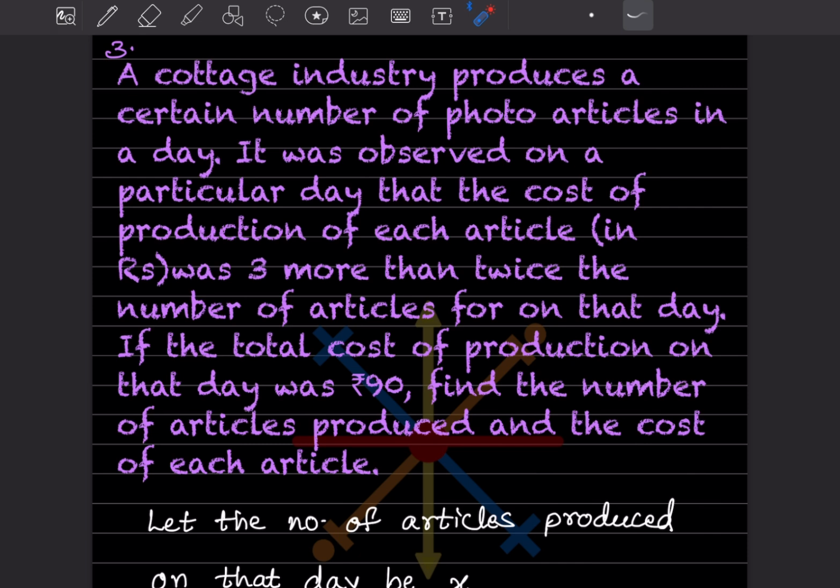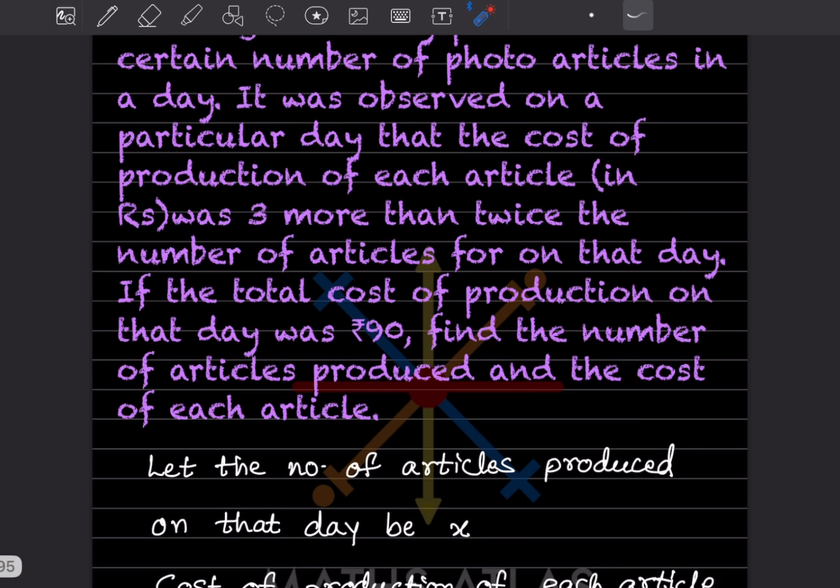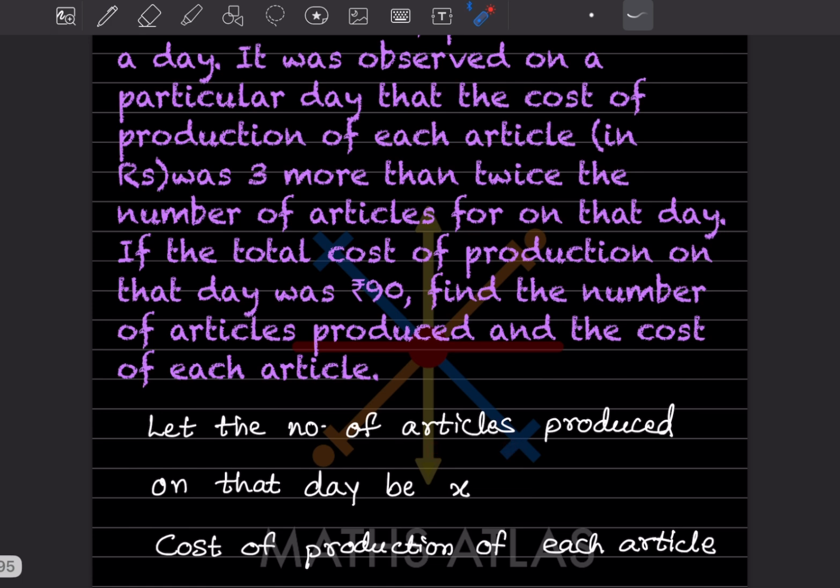So you have to break it up. So first, what will you do? Because they want to find the total number of articles and the cost. So we can consider that the number of articles produced on that day be x.